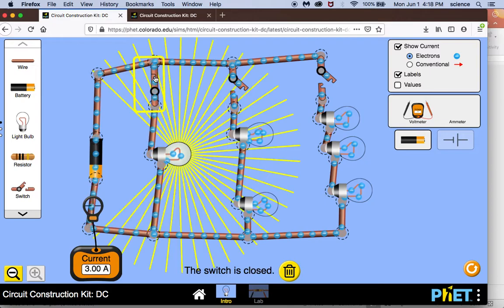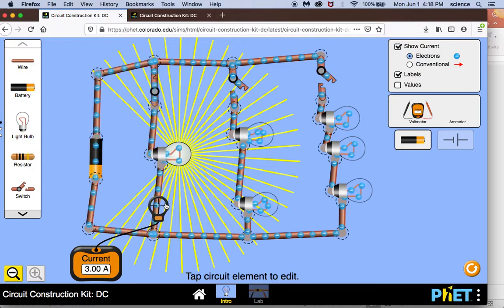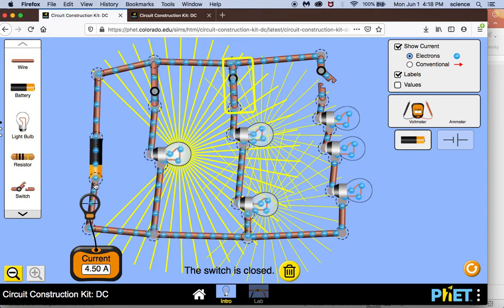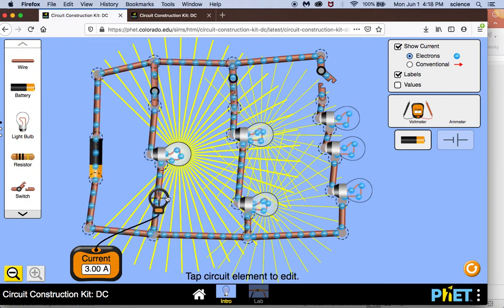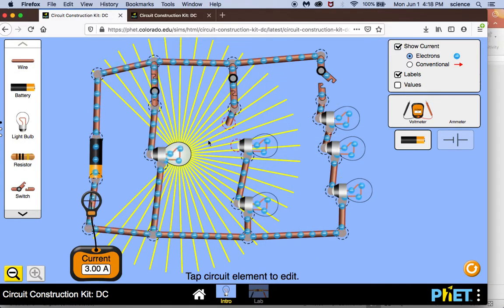I put the first branch in with a single bulb and I get 3 amps. Then when I connect the next branch, the current through the battery goes up to 4.5 because I have 3 in one branch and 1.5 in the other, more resistance in this particular section. The other question is, what happens to the brightness of the bulbs when I disconnect bulb B? This is bulb B, and you can't unscrew the bulbs in the circuit, but you can use the scissors and disconnect.